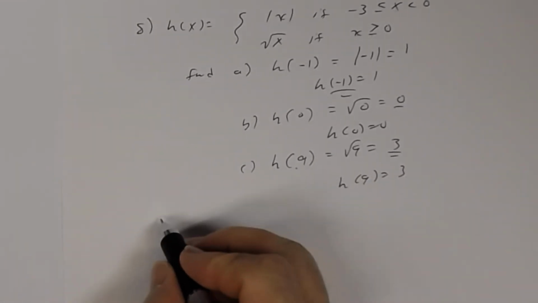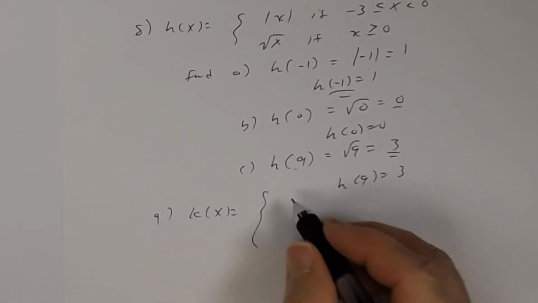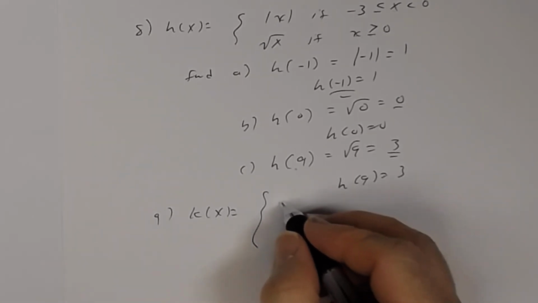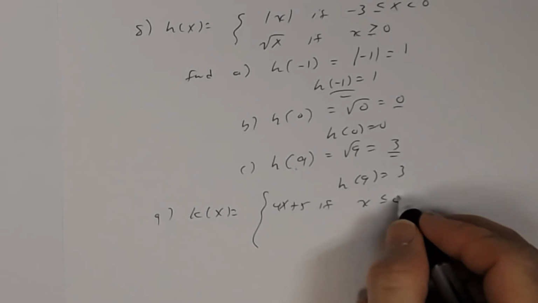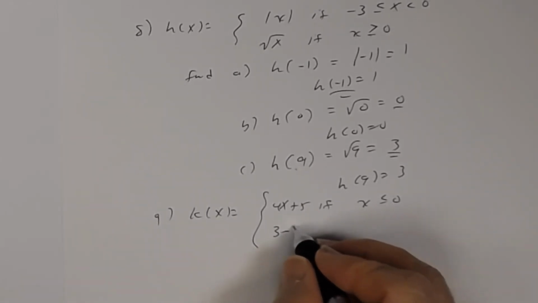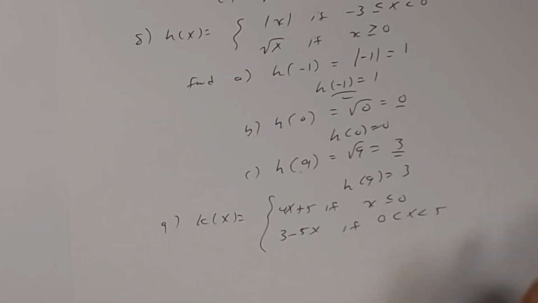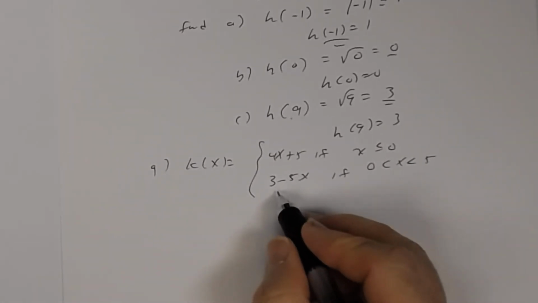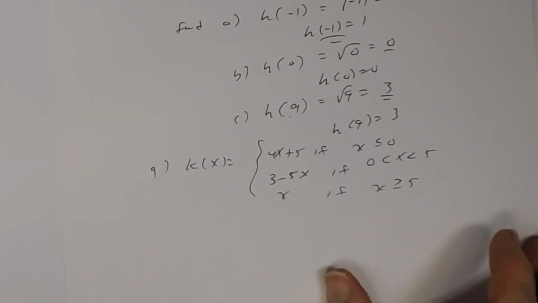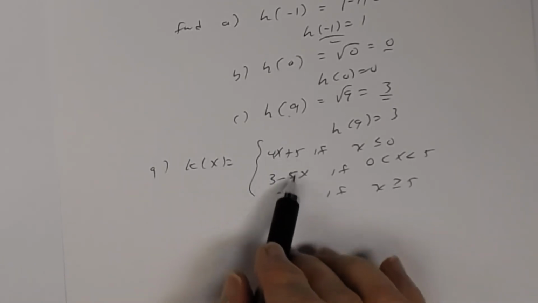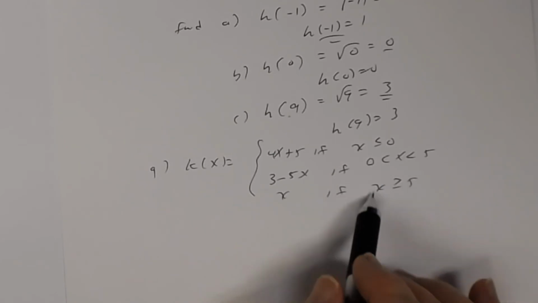Okay? All right, let's do one more. Number 9. Let's suppose that k of x is equal to, and we're going to have 3 parts here. First one is 4x plus 5 if x is less than or equal to 0. The other one is 3 minus 5x if 0 is less than x is less than 5. And then x if x is greater than or equal to 5. Okay? So this function k of x has 3 parts, and each part will depend on the domain.